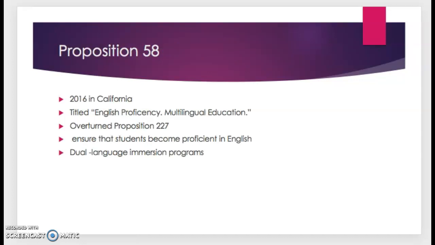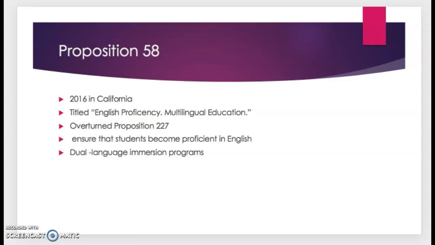Okay, so Proposition 58 was in 2016 in California. It was titled English Proficiency Multilingual Education. This proposition overturned the Proposition 227, which we talked about before.